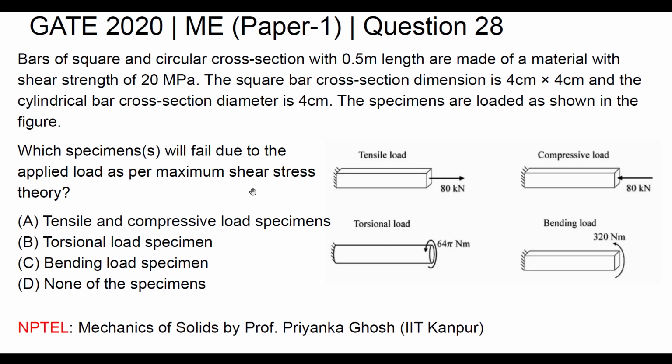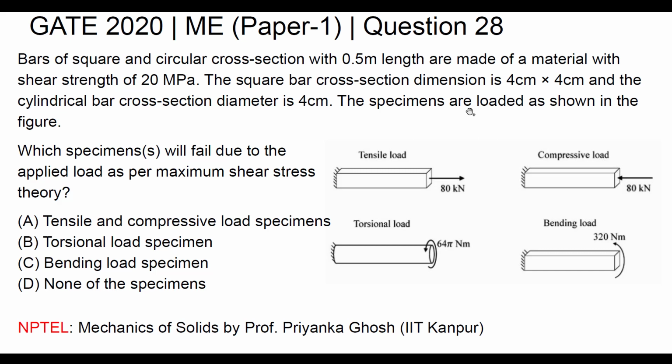Hi all. Today let's see a question from GATE 2020 ME paper 1, question number 28. You are being given bars of square and circular cross section with some particular length and a shear strength. So now the cross sectional area is given of both the bar and the rod.